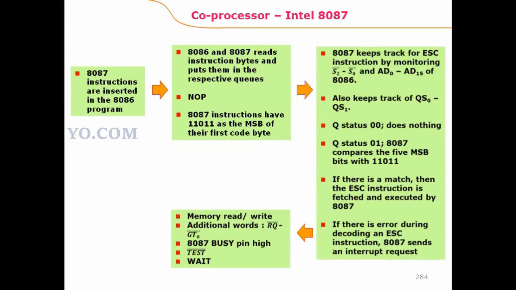Then finally memory read or write is applied, then the additional word request grant signal is applied, then the 8087 busy pin is set to high, then the test pin is lowered, then wait is set. These are the considerations of coprocessors.